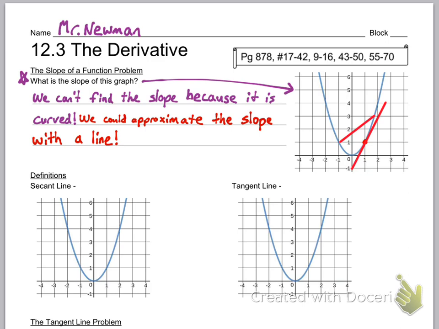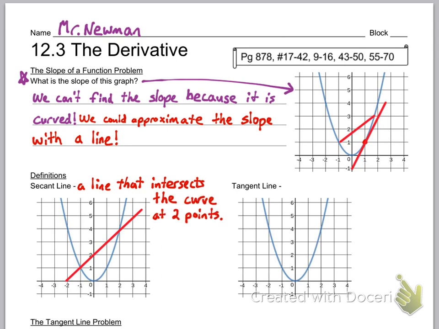Let's give a few definitions here. First of all, that first line I mentioned is called a secant line. That is a line that intersects the curve at 2 points. It could actually intersect it at more than 2 points, but we use 2 points to calculate the slope, and that is what a secant line is.